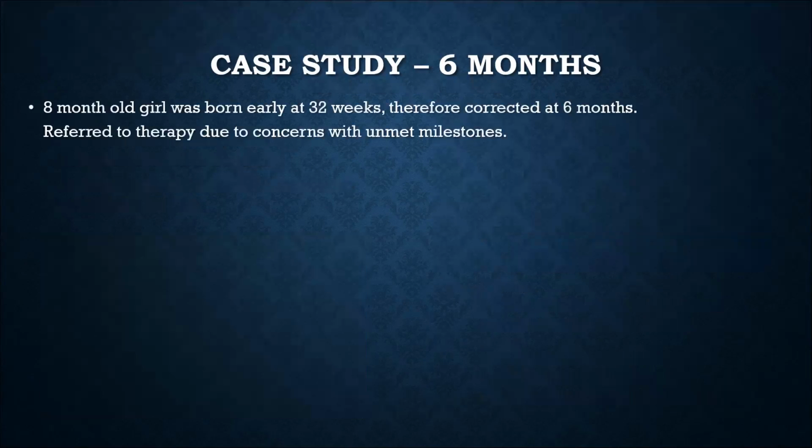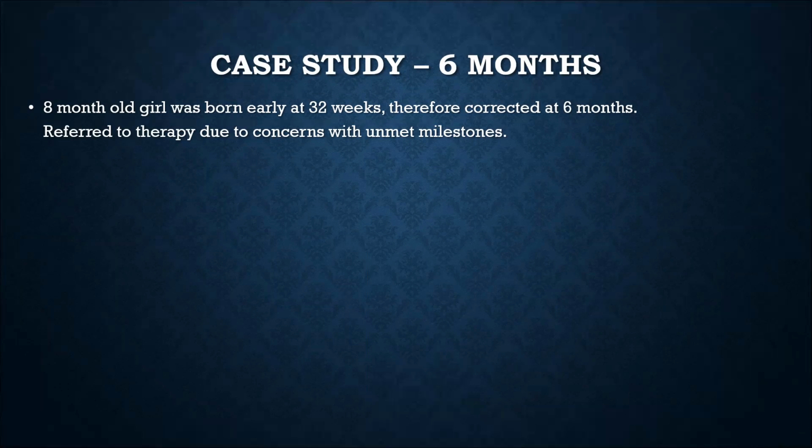So at 6 months, we actually get a referral for an 8-month-old girl who was born early at 32 weeks. Therefore, we want to correct her age. So 40 weeks is full term. You would take away 8 weeks from their age. So it's corrected age and chronological age. She's chronologically 8 months old, but she's corrected at 8 weeks earlier, which is 6 months. Therefore, corrected at 6 months, sorry.